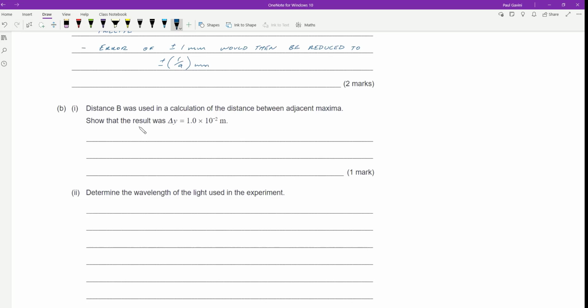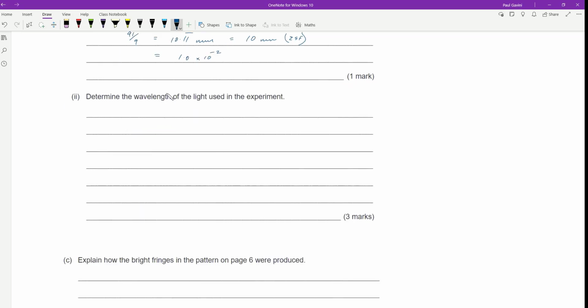So let's have a look. We're told the distance delta Y there, between the bright and dark bands. So we've got 91 divided by 9 bands, which gives you 10.11 recurring millimeters. So if I do that to 2 significant figures, that's going to be 10 millimeters. And if I change that to meters, then that becomes 1.0 times 10 to the power minus 2, which matches up with the question there.